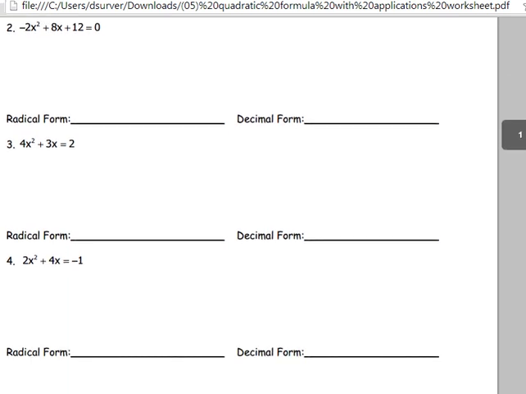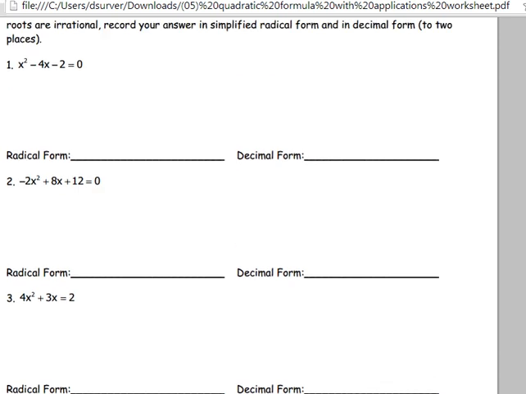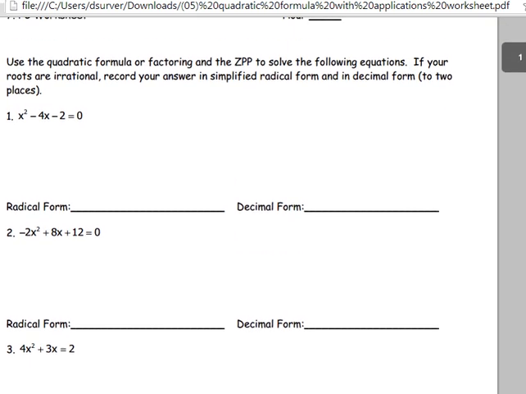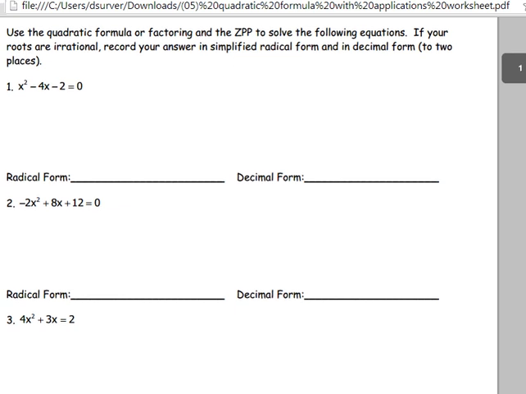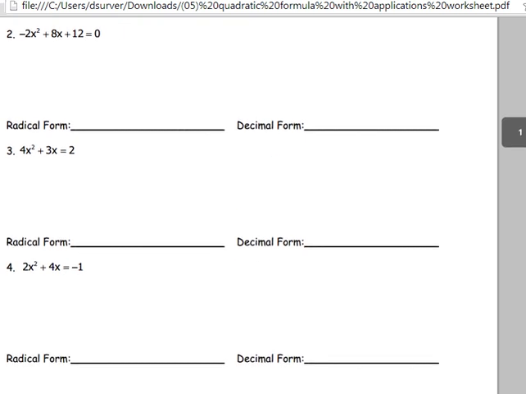Okay. How am I supposed to solve one of these things? If you can factor it, that's the easy way. Does this one factor? Yeah, it actually does. Therefore, do you have to do the quadratic formula? Well, it depends. Depends on what the problem says. Does it say here, use the quadratic formula or factoring? Okay. So I can use factoring on number 2.